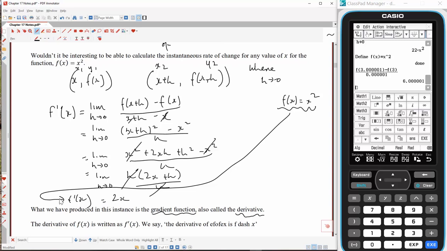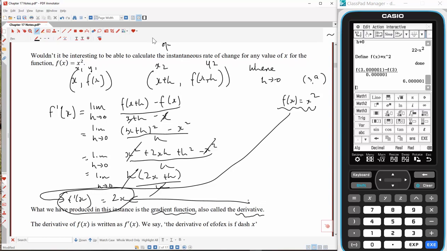And what you can do with this function is the coolest thing. You can ask it questions just like this. Now remember, when you drop values of x into the original function, it tells you the value of y. So on the graph, when x is equal to 3, the y value is 9. So 3, 9. This function is different. This is the gradient function, and it will spit out the instantaneous rate of change, or the gradient of the tangent, for any value of x.